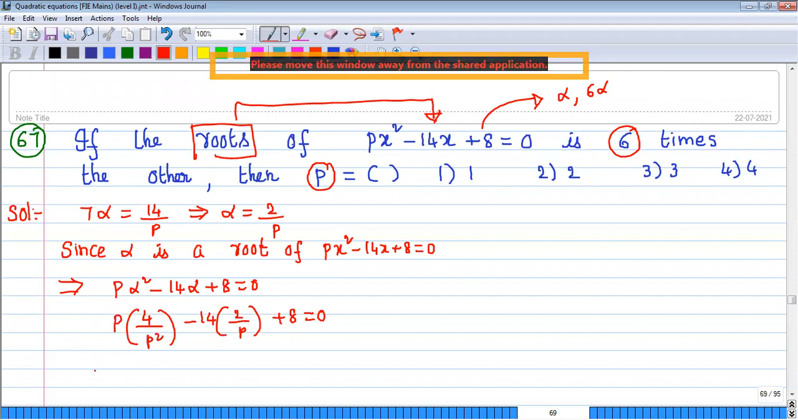So multiply with p square on both sides. You get this will be 4p. One minute, let me explain.